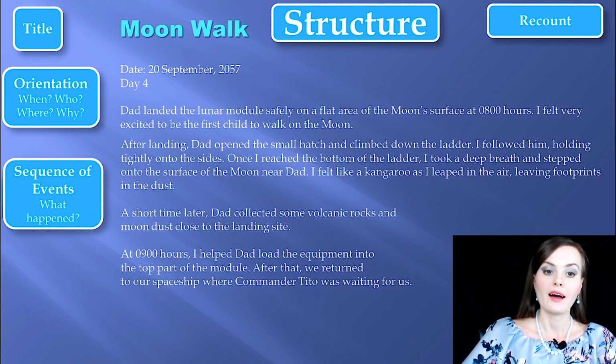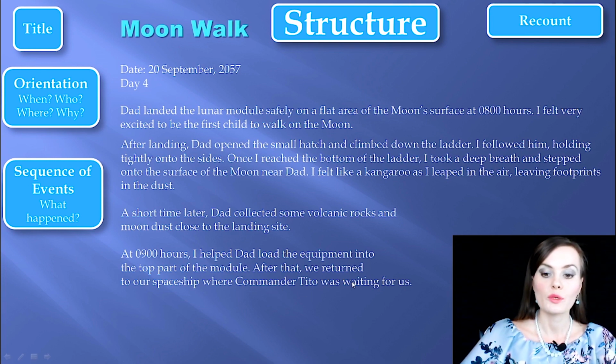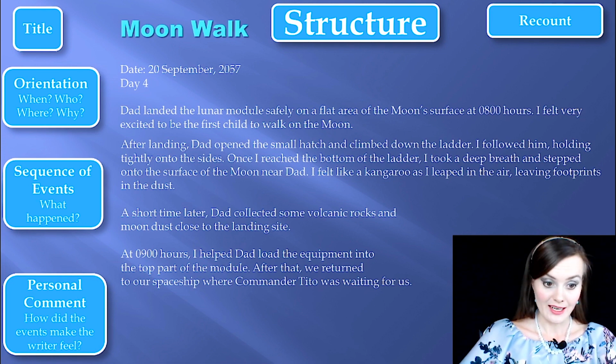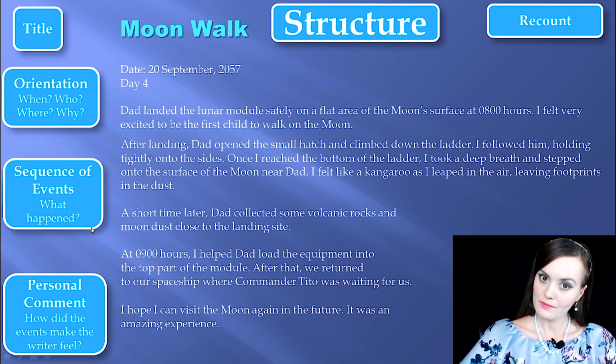Then we have sequence of events where it tells us what happened. It starts with after landing, and it ends with after that we returned to our spaceship where Commander Tito was waiting for us. This is the sequence of the events. And finally, we have a personal comment that tells us how did the events make the writer feel. So here is the personal comment, which is the final part of the recount. So let's count how many parts we have. We have title, orientation, sequence of events, and personal comment. There are 4 parts in the recount.